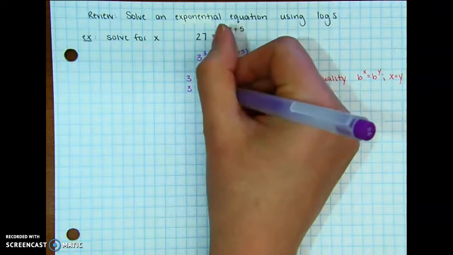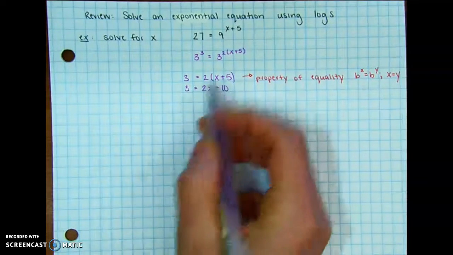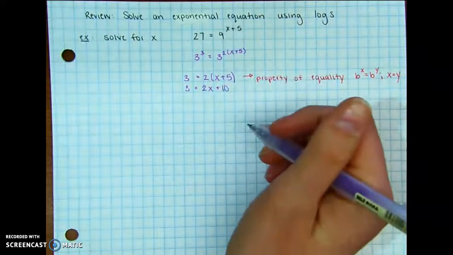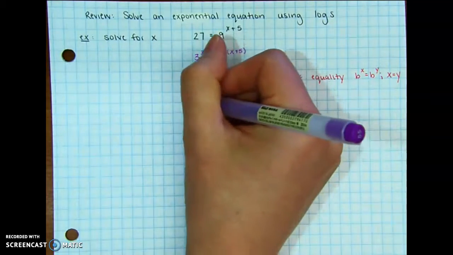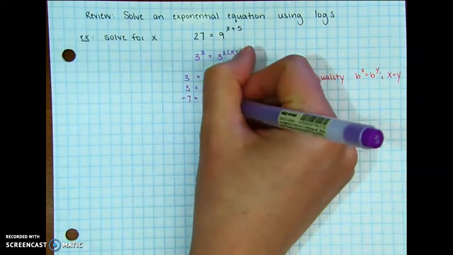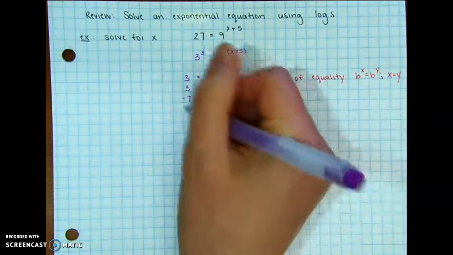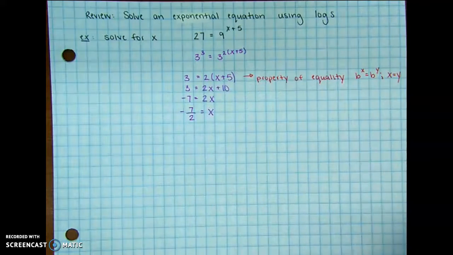I'm going to distribute my 2 to get 2x plus 10. I'm going to subtract 10 to start to isolate my x. And 3 minus 10 is negative 7. And then I'm going to divide by 2, and I get negative 7 halves equals x. And that's it. And we can leave that as an improper fraction.